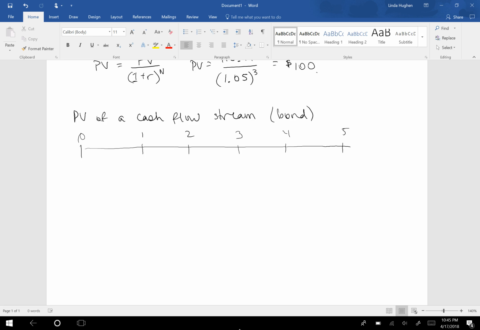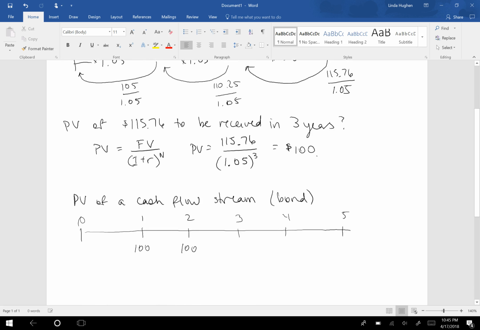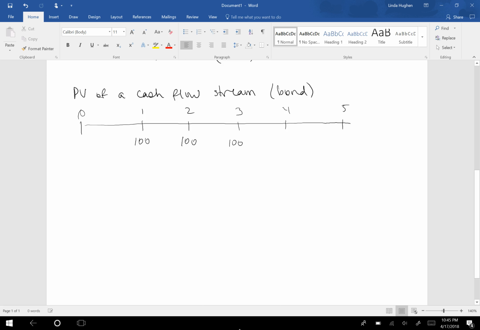Time 5. And let's say this bond pays us a $100 coupon payment in each of the periods, and then at the end of the 5th year we get back our $1,000 face value or principal of the note. So at the end of year 5, we are going to receive $1,100. Our question is, what is this bond worth today? What is the present value of these future cash flows?